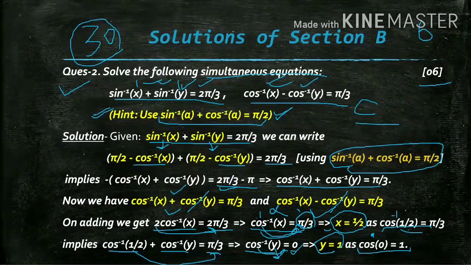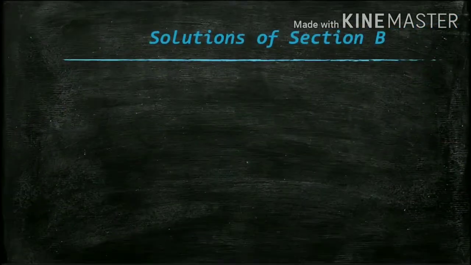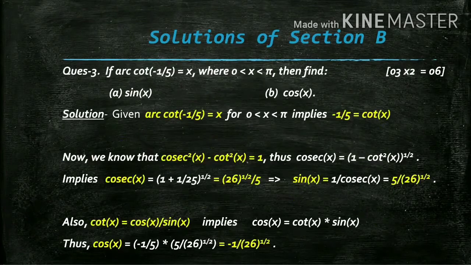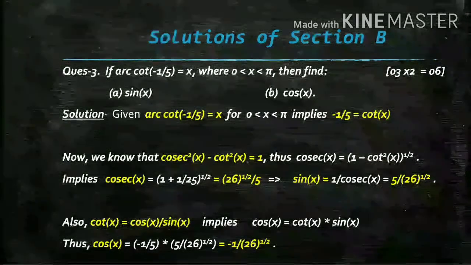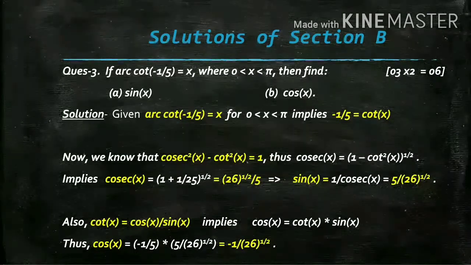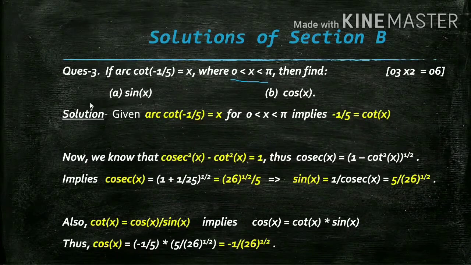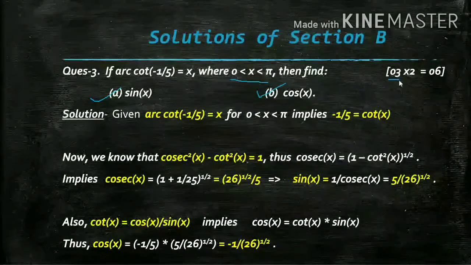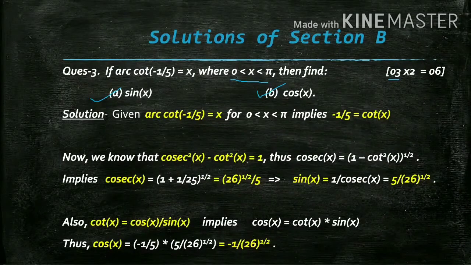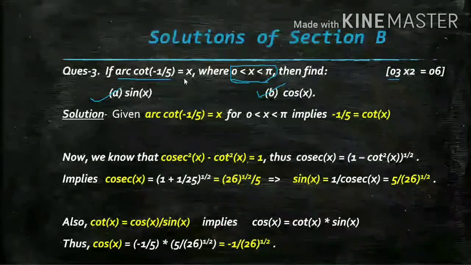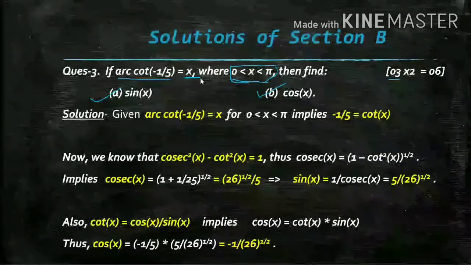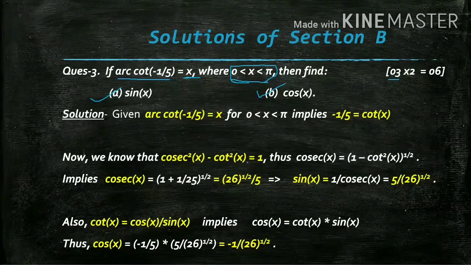So let's now move to the next question. The third question was given to you, that if arc cot of minus 1 by 5 is nothing but x, where this x lies between 0 and pi, then you need to find the value of sine of x and cos of x, and each part is of 3 marks. Now here, you need not be given x from 0 to pi, because you already know that the range for cot inverse function lies in 0 to pi, right? But if it's given, then well and good.